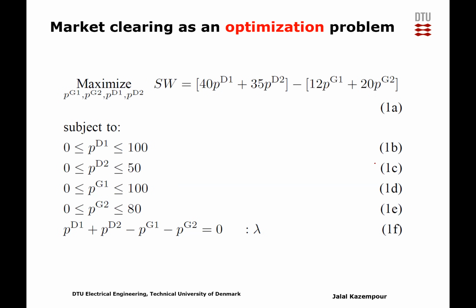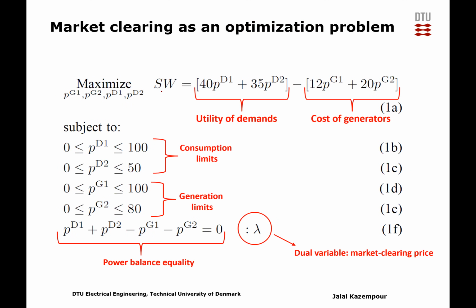Also, yesterday, we ended up with this simple linear optimization problem for market clearing. It was our social welfare, the utility of demand and the cost of generators in the social welfare definition, the consumption side constraints, the generation side constraints, and the power balance equality, whose dual variable gives us the market price if we use a uniform pricing scheme.